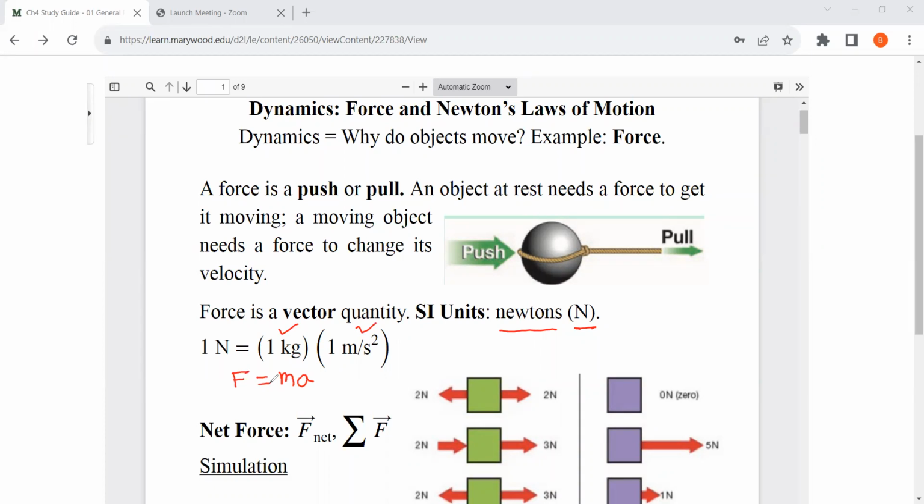Because force is a vector quantity, we normally use this symbol: F with an arrow on top of it to represent that it is a vector quantity. So this equation will be something like this: force equals mass times acceleration. Acceleration is a vector quantity, so we have to use an arrow on top of it. All right.